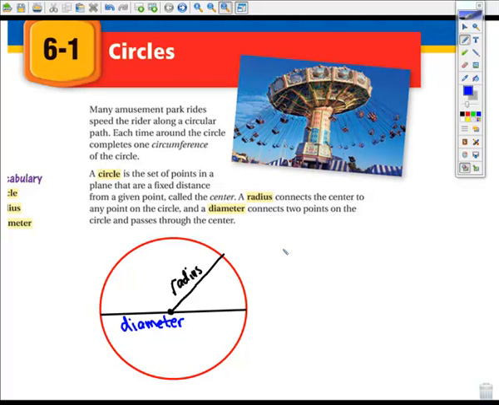Now I do need you to recognize how many radii make up a diameter? And that would be 2. So you can say that the diameter equals 2 times the radius, or the radius equals the diameter divided by 2. So those are 2 important formulas for you.